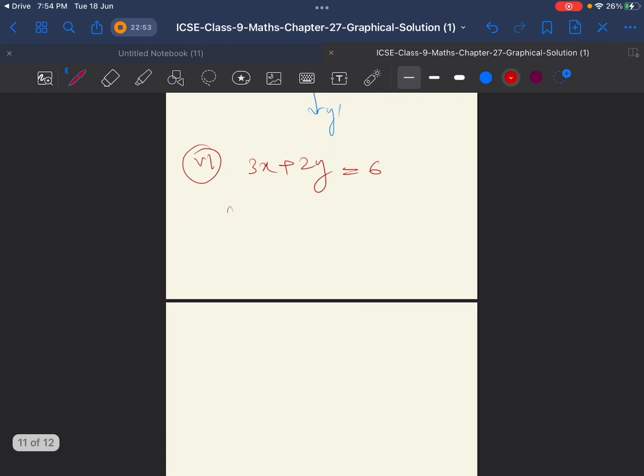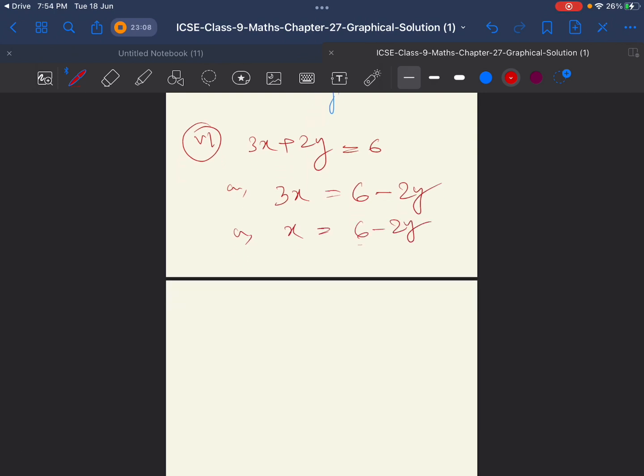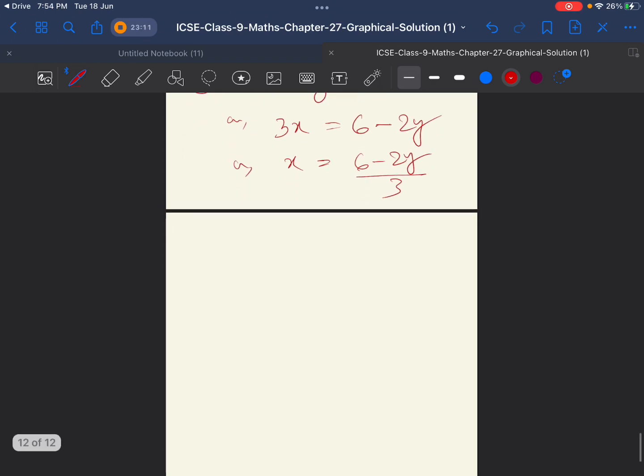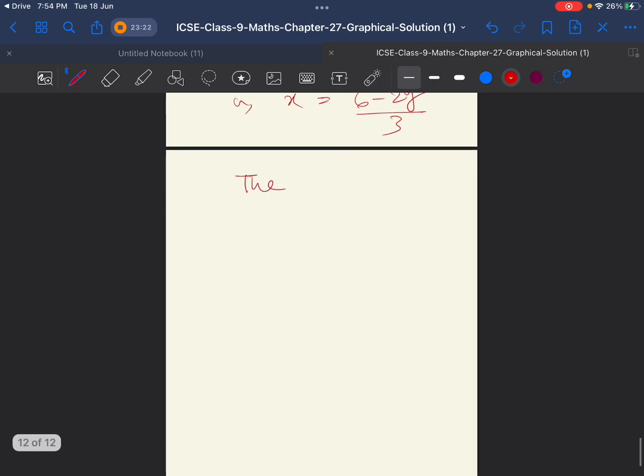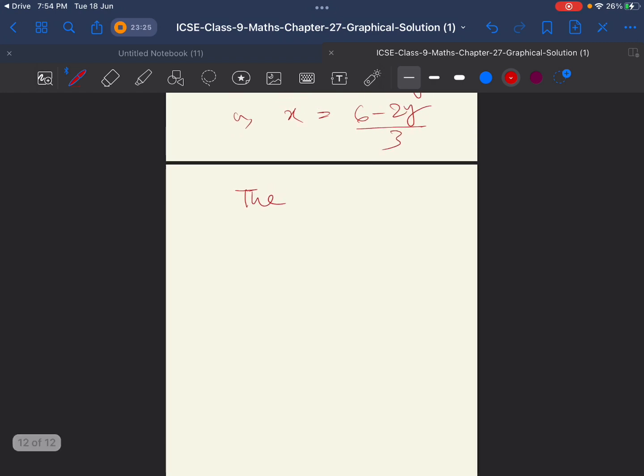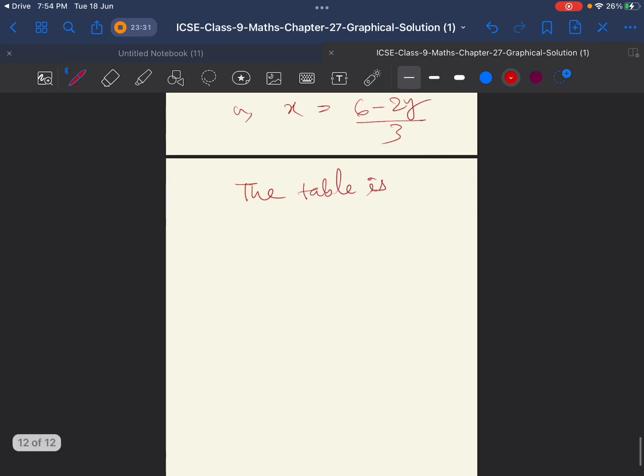x + 2y = 6. 3x + 2y = 6. So first we calculate the subject. Here 3x = 6 - 2y, or x = (6 - 2y)/3. So then here the table is, now we calculate a table.